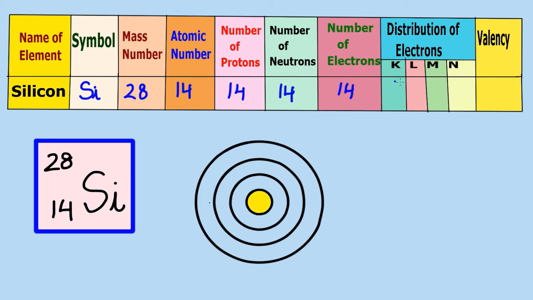How are these 14 electrons distributed? 2 in K shell, 8 in L shell and 4 in M shell. What is its valency? Silicon has valency of 4.